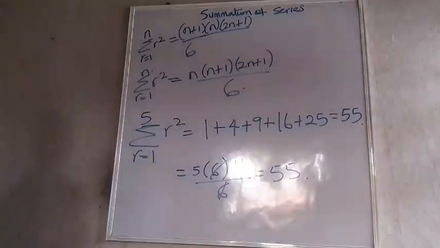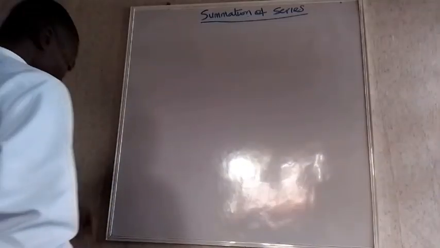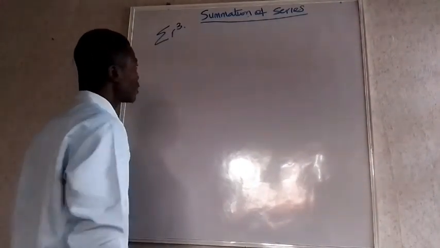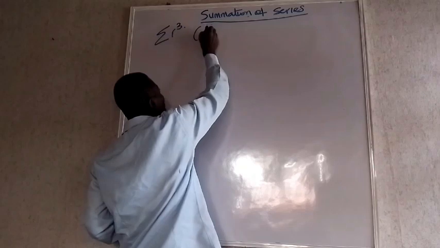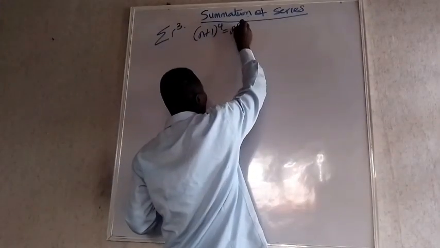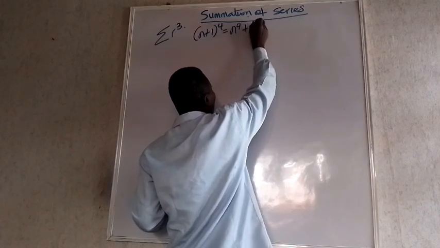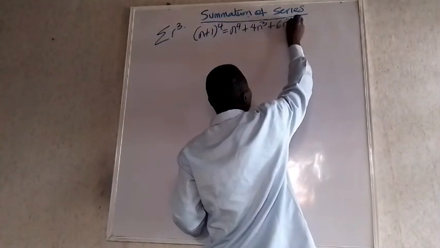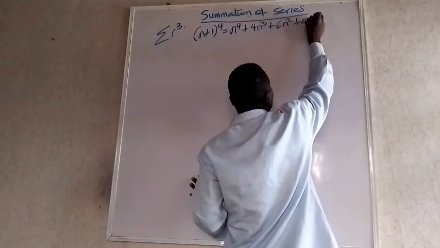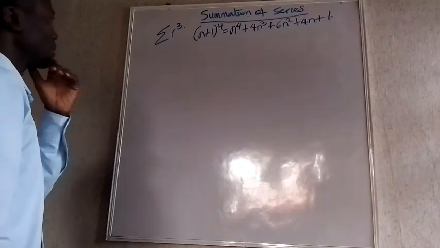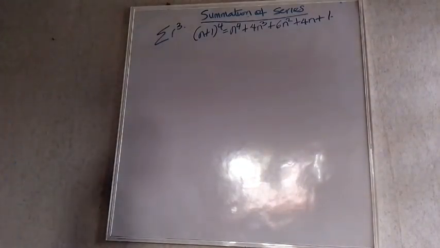Now let's see if we can work on the sum of r cubed. Now, let us work out the summation of r cubed. And what are we going to use? We are going to use n plus 1 raised to the power 4. On expanding this, we are going to have n raised to the power 4 plus 4n cubed plus 6n squared plus 4n plus 1. That is what the expansion of n plus 1 raised to the power 4 is.